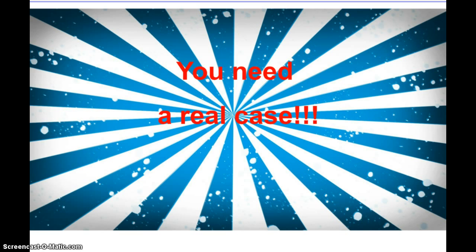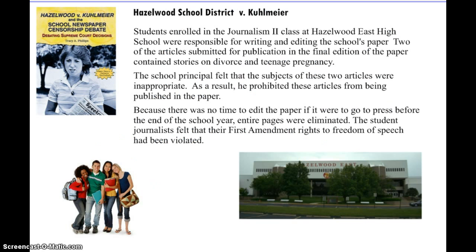To do this, we're going to use a case study because we need a real case to go through the process. So one of the cases that's pretty famous is something that happened here in St. Louis. It actually happened in the Hazelwood School District. My wife graduated from Hazelwood School District. Miss Hinton, her son goes there, so very close to home.